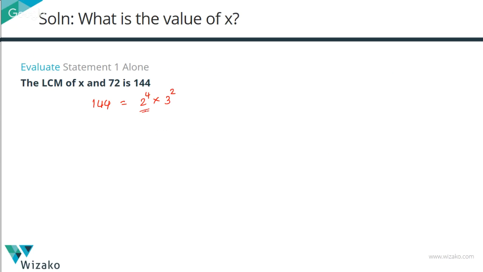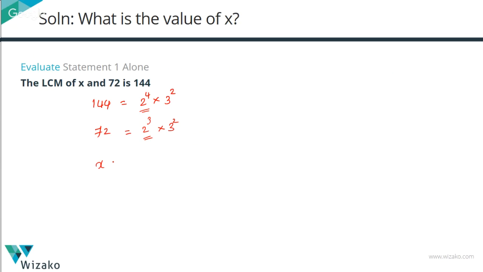The highest power of 3 that we'll be finding between these two numbers is a 3 square. So 72, let's prime factorize and check out. What did it bring to the table for the LCM? 72 is an 8 into 9, which is 2 cube into 3 square. So 72 has probably contributed to 3 square, no issues at all. But 72 had only a 2 cube in it. So it did not bring the 2 power 4 to the LCM.